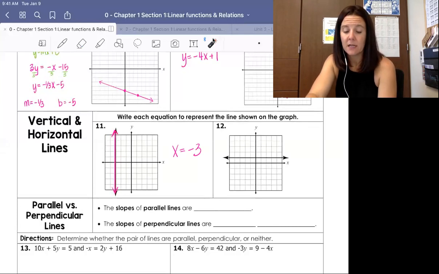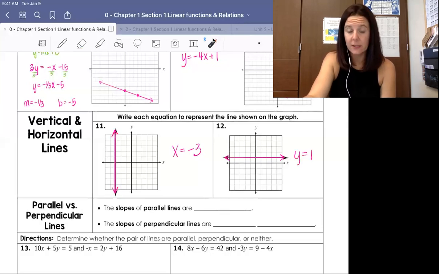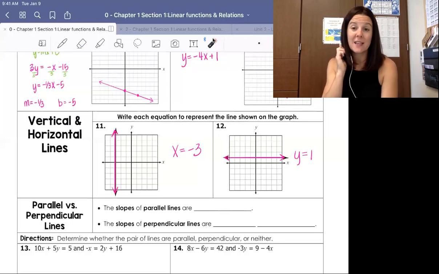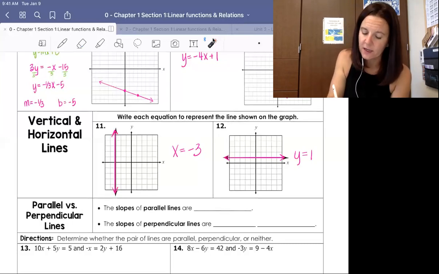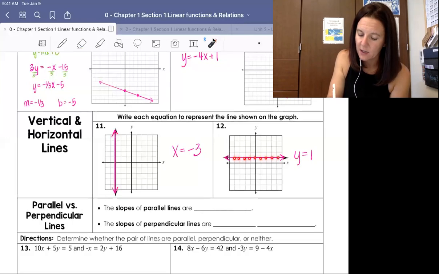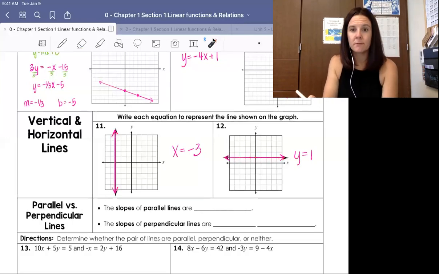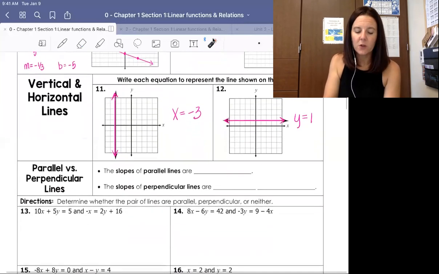Vice versa, in the horizontal lines, when we have a horizontal line, it's y equals, and then whatever point it is crossing the y-axis. So y equals 1 is the equation of this line. Every single point I could find on that line would have a y coordinate of 1. So y is always 1. All right. So that's vertical and horizontal lines.